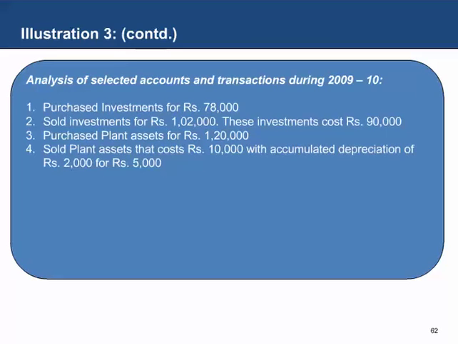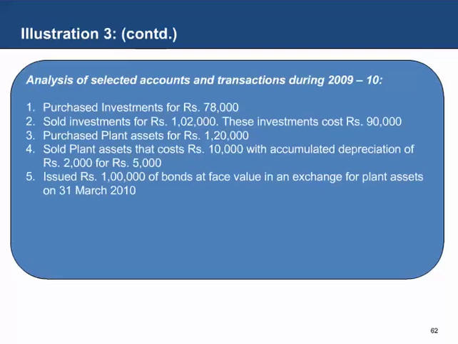While to comprehend the entire transaction, if you remember, there was a loss of 3,000 due to sale of plant and this adjustment kind of reiterates that. So if you see, 10,000 less 2,000 accumulated depreciation is 8,000, and 5,000 it has been sold for, thus there is a loss of 3,000.